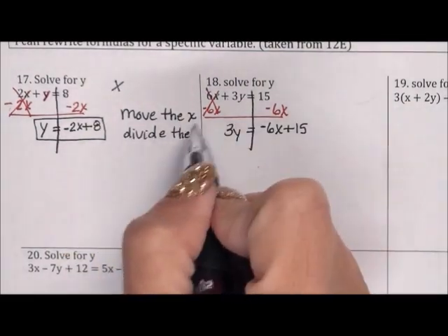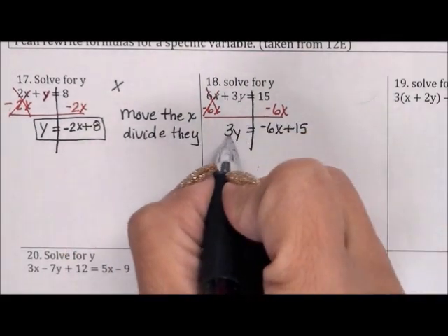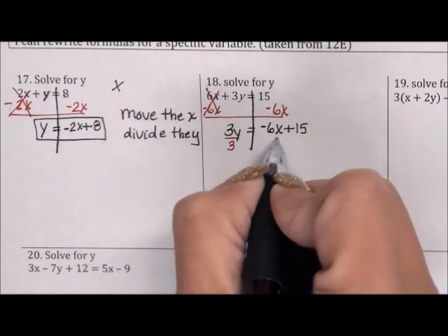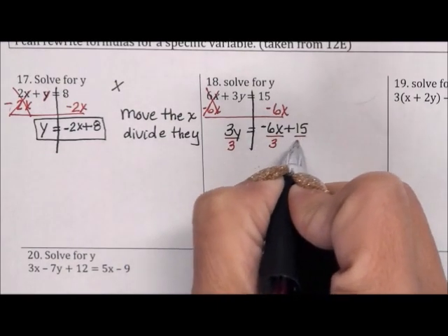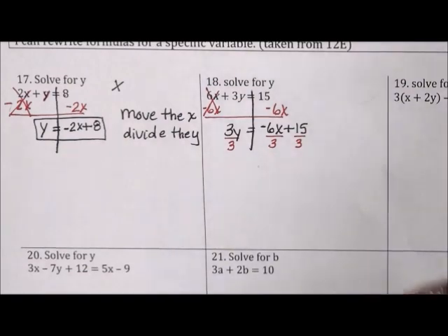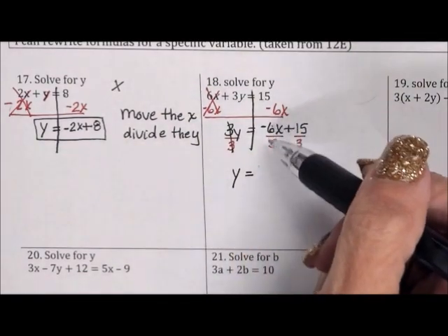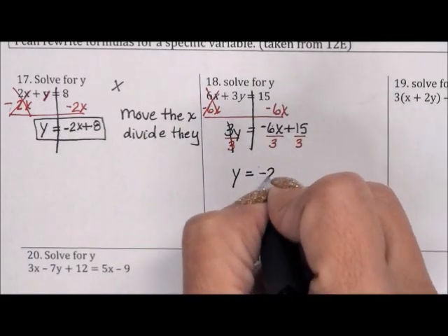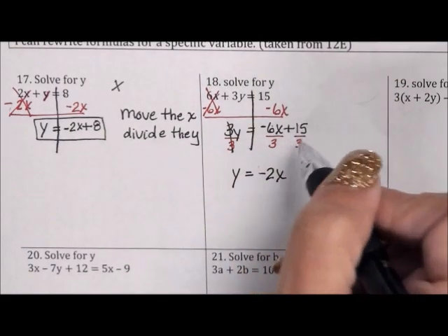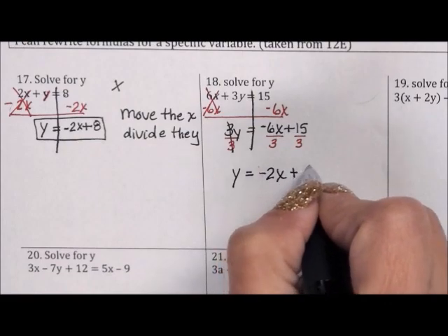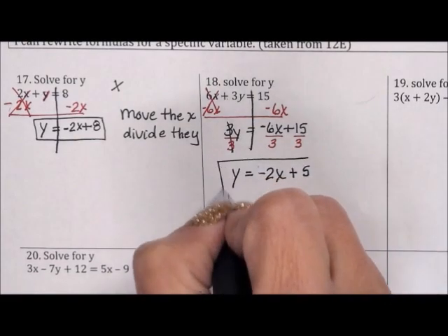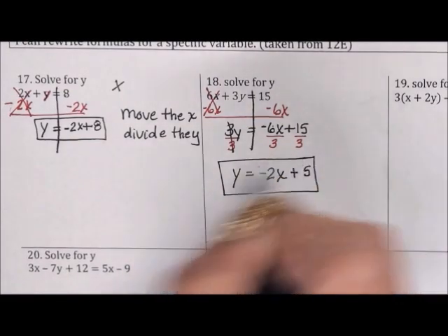Move the x, check. Divide the y. Well, on the y I have a 3, so I'm going to divide every single thing by 3. So that's going to give me y equals negative 6 divided by 3 is negative 2x. 15 divided by 3 is 5. Y is alone. I am done.